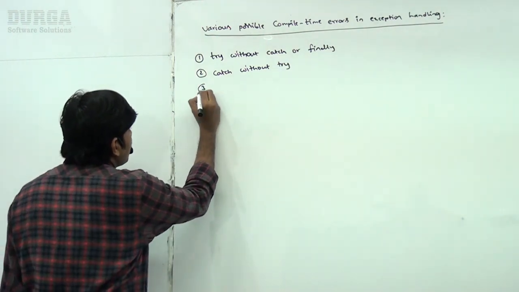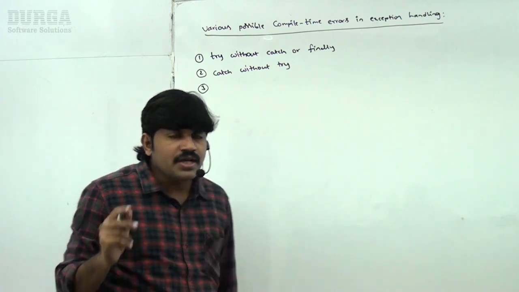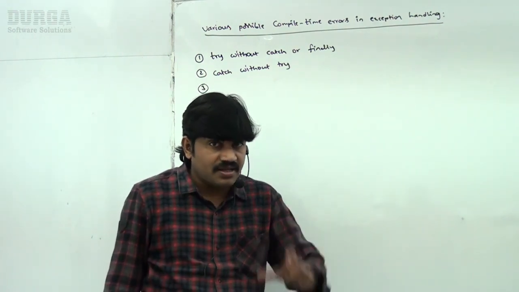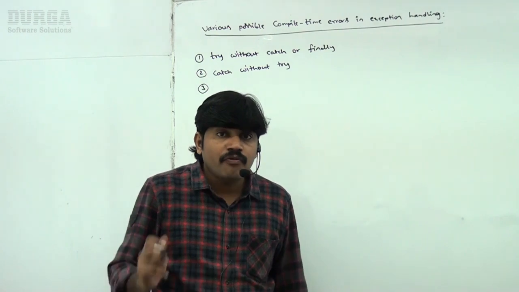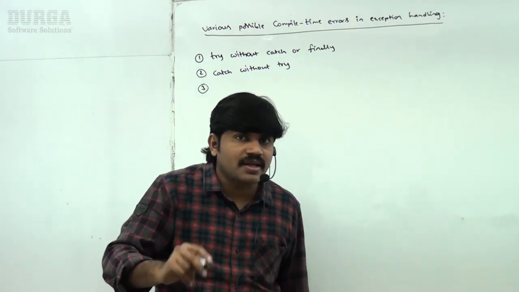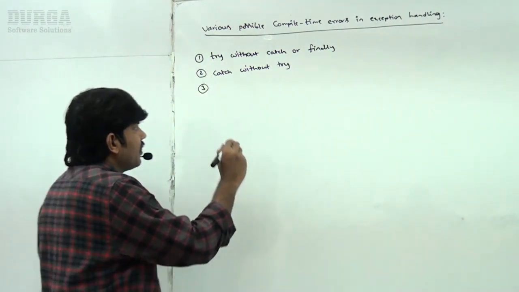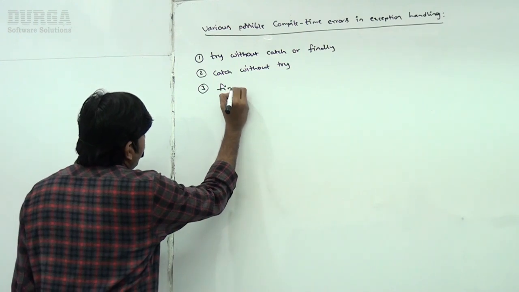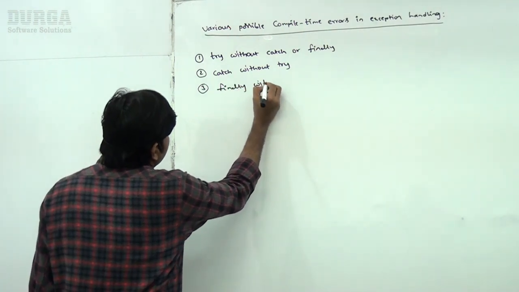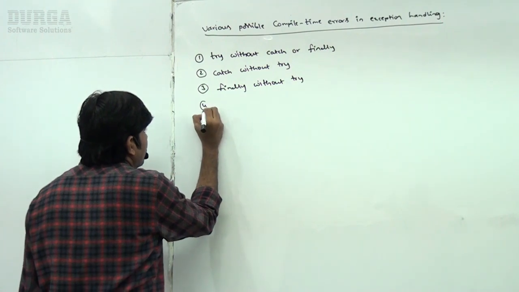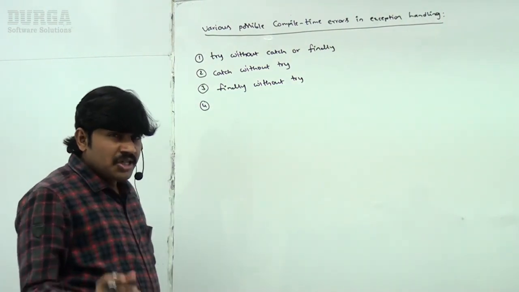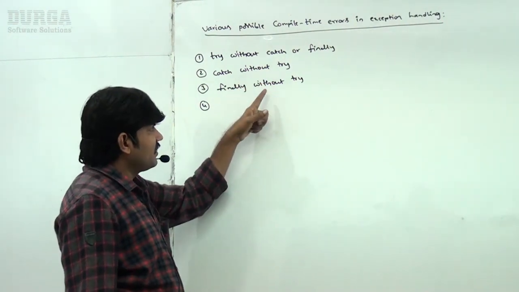Similarly, whenever we are writing finally block, compulsory try block must be there. So finally without a try is again compile time error. Finally without a try itself is the compile time error, right? Okay, small syntactical related things, right?